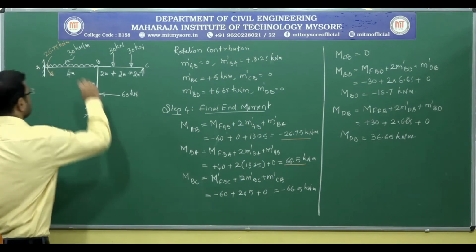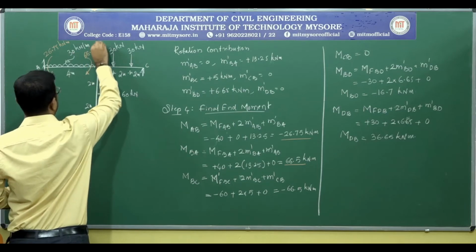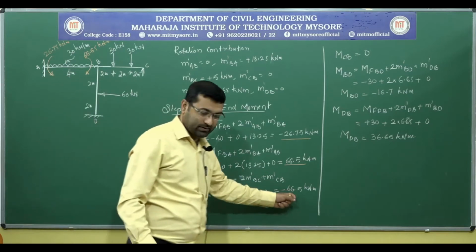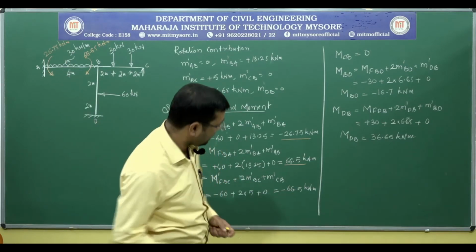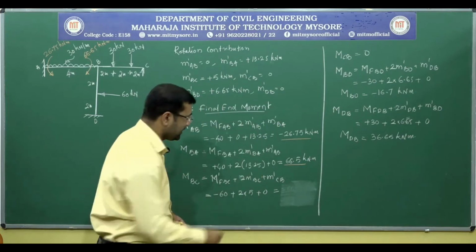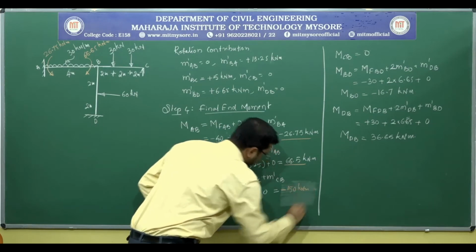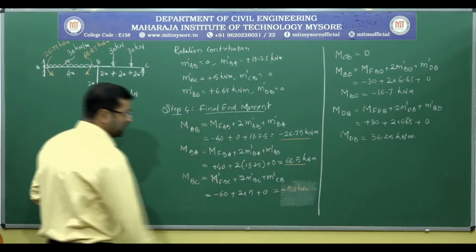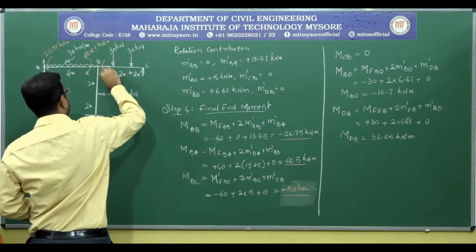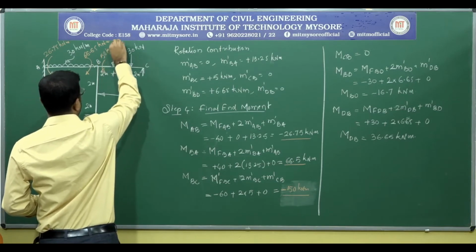MBA is 66.65 kilonewton. I hope this is not a correct value. Let me verify. Sorry, this is minus 50. It is minus 50 kilonewton meter. Minus means it is an anticlockwise moment. So the anticlockwise moment is 50 kilonewton meter.